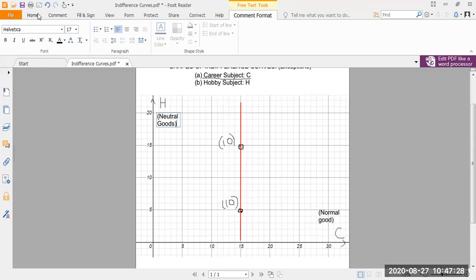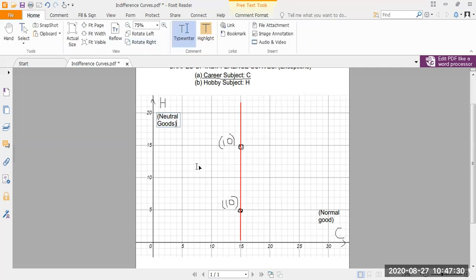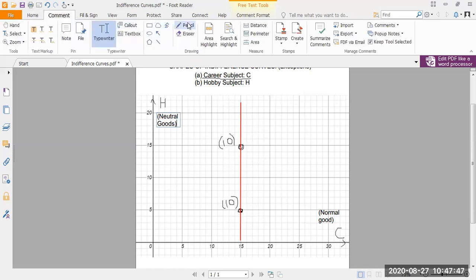So if I am consuming some amount of neutral good and some amount of normal good, changing the amount of neutral good only will not make me shift from one indifference curve to the other. So if I get 20 marks in my hobby subject and if I get 0 marks in my hobby subject, it doesn't essentially matter to me. What matters is how much marks I get in my normal good. In this case, the career subject, or well, I mentioned economics at one point of time. So my career subject, economics.